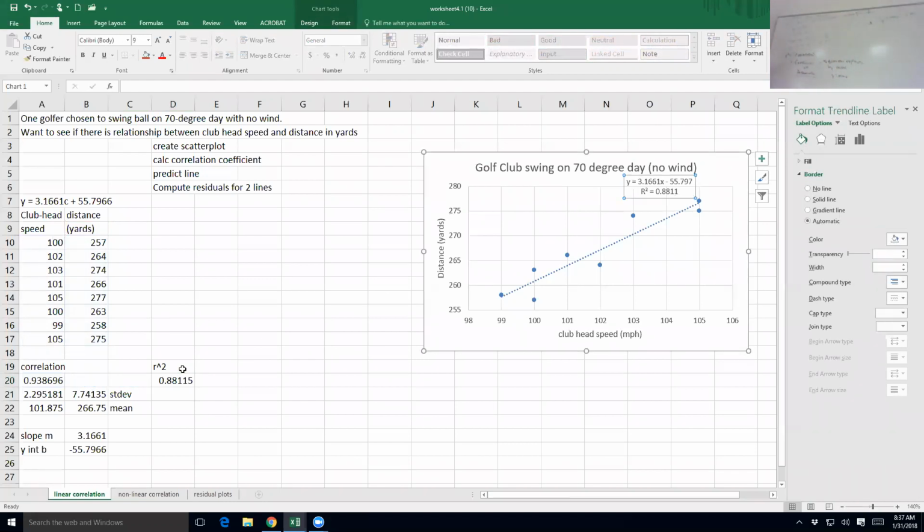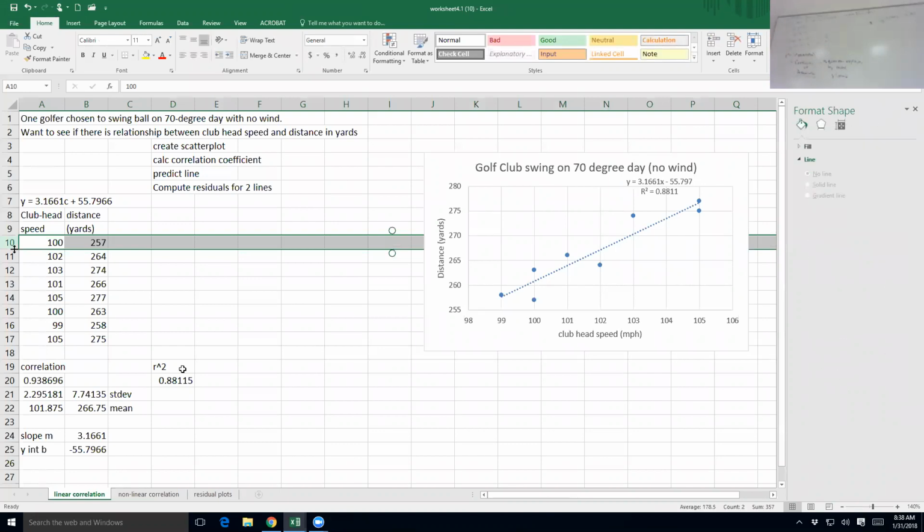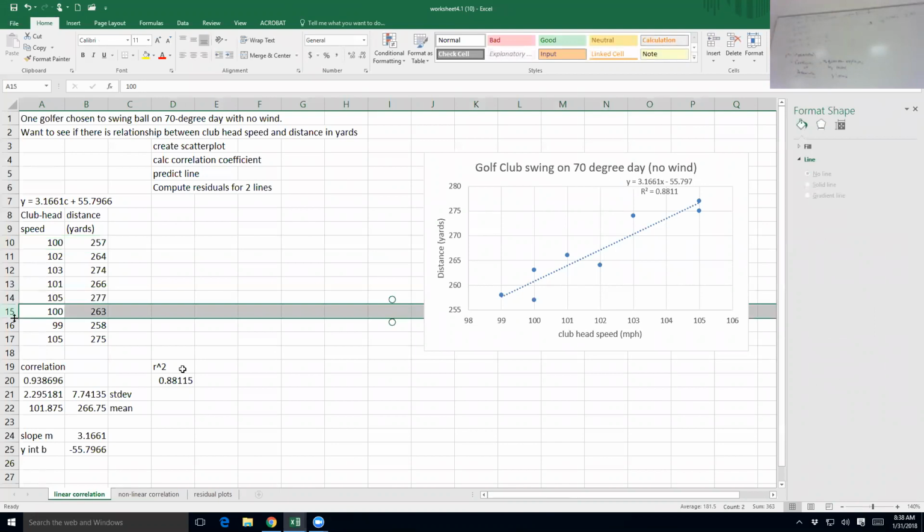So the idea here is when you swing a golf club, let's look at this one. There were 2 times we swung the golf club at exactly 100 miles an hour. One time it went 257 yards. The other time it went 263 yards. Now, why would it go 2 different distances if I swung it exactly the same speed?